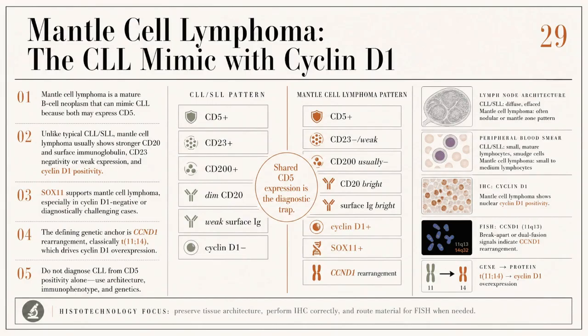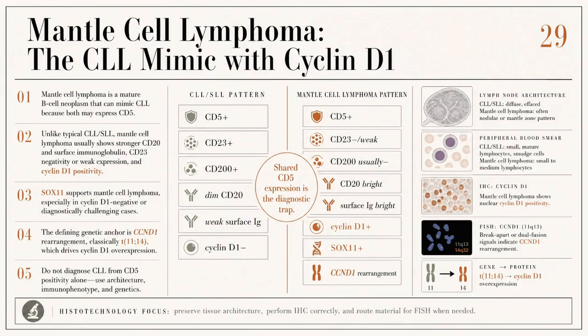Clinically, MCL tends to follow a more aggressive course than CLL, making accurate diagnosis crucial for guiding prognosis and therapeutic decisions. For histotechnologists, this means that every step, from specimen collection, fixation, decalcification if bone marrow is involved, to staining quality control, directly impacts the pathologist's ability to render a precise diagnosis. Awareness of common pitfalls, such as antigen loss due to poor fixation or misinterpretation of flow cytometry data, is essential to avoid diagnostic errors.